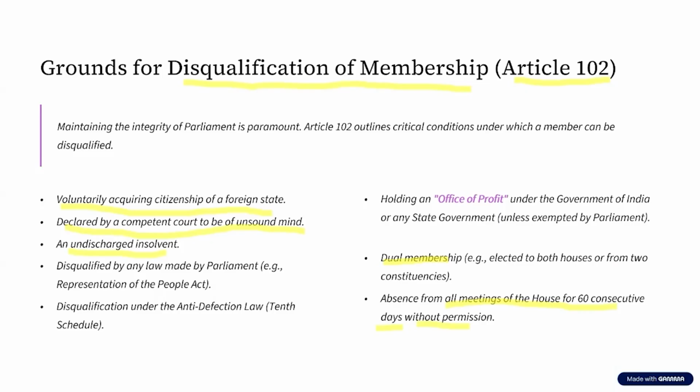It is the Speaker of Lok Sabha. In Rajya Sabha, it is the chairperson of Rajya Sabha, who is also the Vice President of India. But in Lok Sabha, it is the Speaker of Lok Sabha. Now, if the Speaker is not giving the permission, and still this member is absent from the Lok Sabha meeting or from the Rajya Sabha meeting for 60 consecutive days, then he or she can be disqualified from the membership of the House.